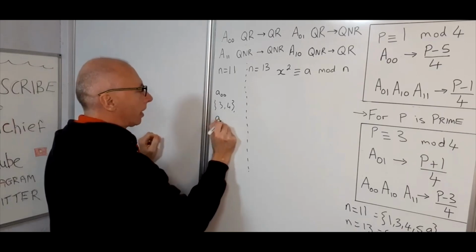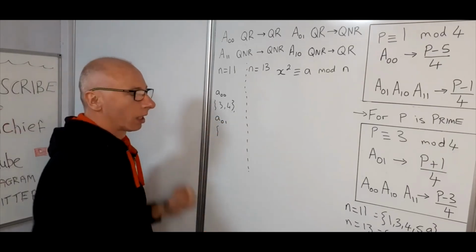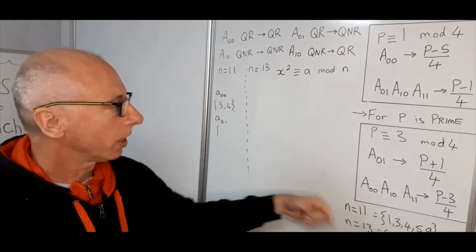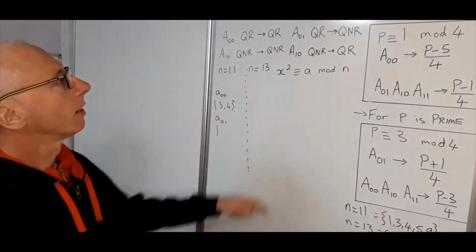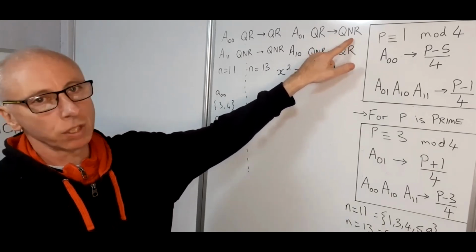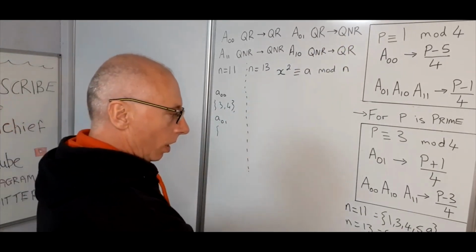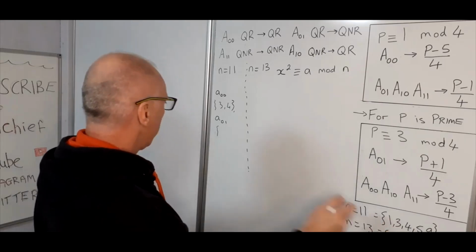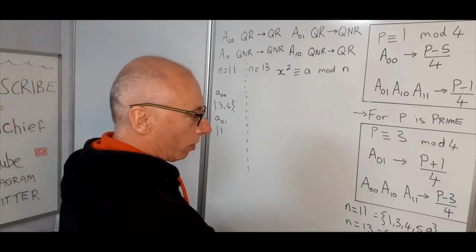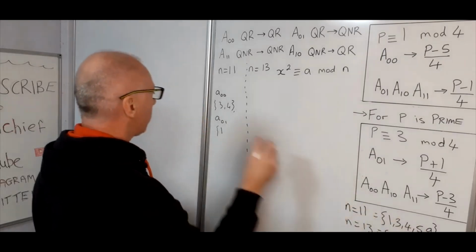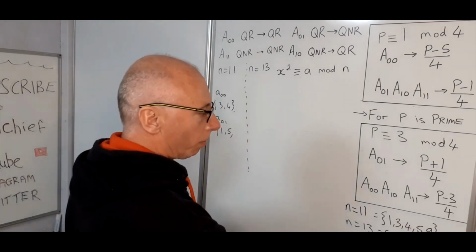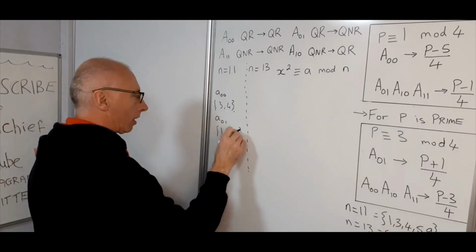Now let's have a look at A01. A01 is this one here. 11 plus 1 is 12, over 4 is 3. So there should be 3 numbers in this set. So we're looking for a residue which is followed by a non-residue. 1 is followed by 2, so that's good. So 1 is in there. 3, 4, 5, well they're all residues. So 5 is followed by 6, so that's 5. And then 9 is next to 10, so then we've got 9 to go in there.